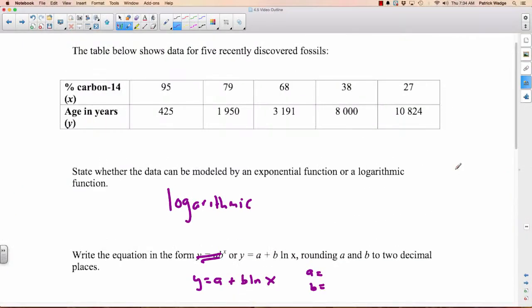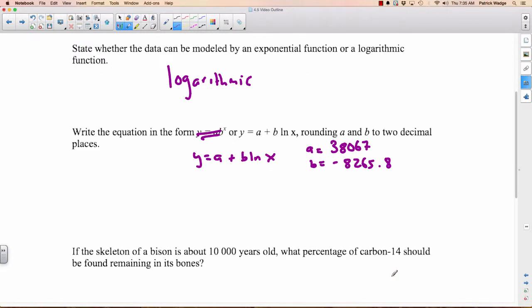So A is 38,067 and B is negative 8,265.8. So if we put it in the equation, we have y equals 38,067 plus negative, well, plus negative is the same as minus 8,265.8, and then the natural logarithm of x. And that's our equation.